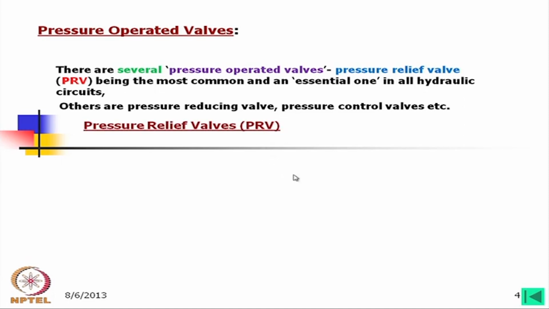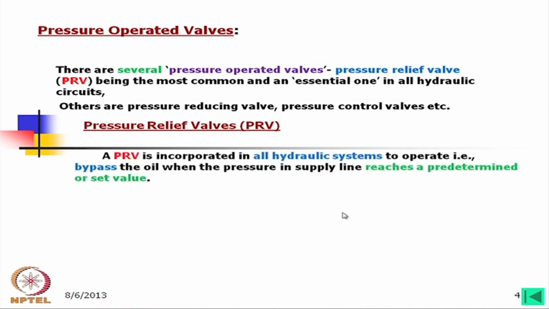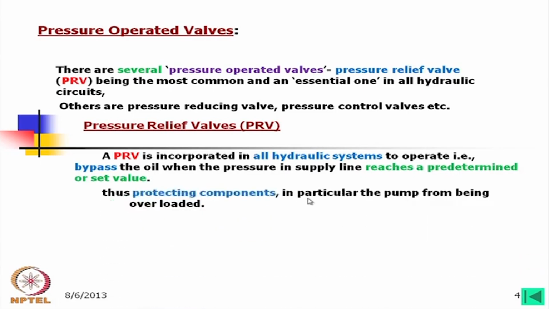Now, pressure relief valve. A PRV is incorporated in all hydraulic systems to operate, that is, to bypass the oil when the pressure in the supply line reaches a predetermined or set value. Thus, it protects components, in particular the pump, from being overloaded.